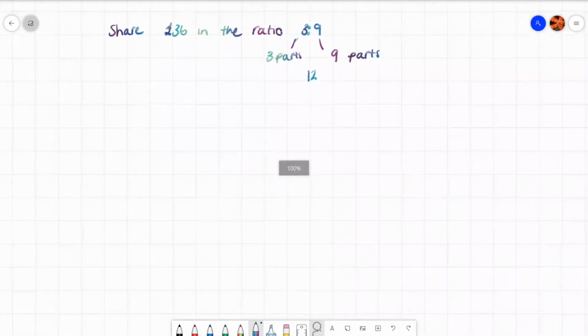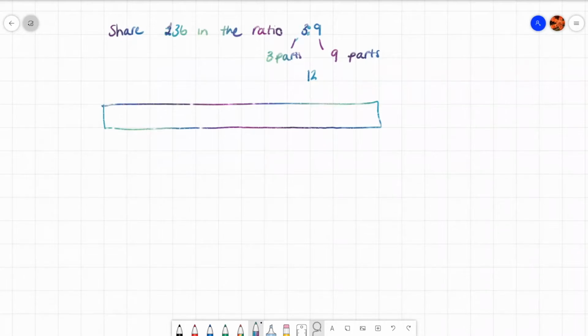So I'm just going to zoom out a little bit. So that's 1, 2, 3, 4, 5, 6, 7, 8, 9, 10, 11, 12. Draw my box. And then I'm just going to split my box up like this. We have to double check that we've got 12 boxes, obviously. 1, 2, 3, 4, 5, 6, 7, 8, 9, 10, 11, 12.